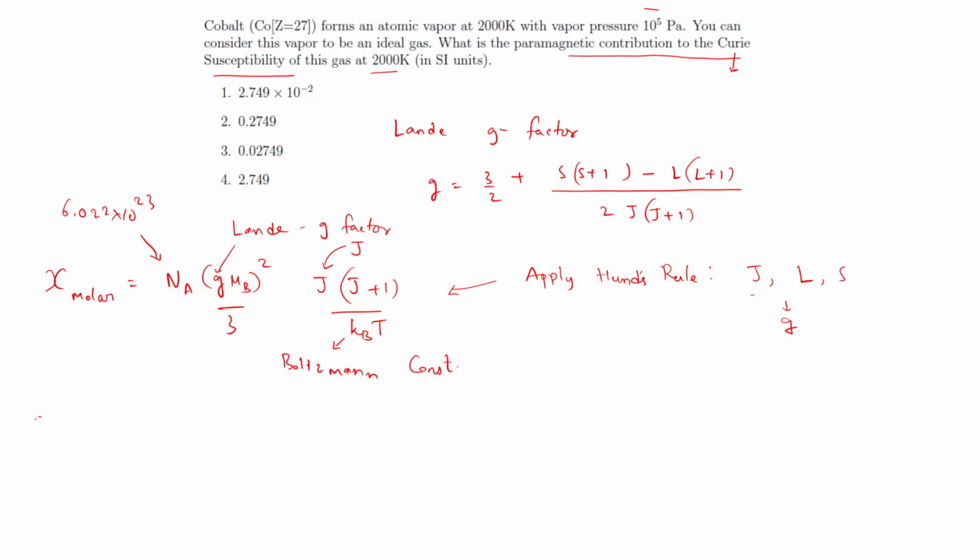So cobalt, Z equal to 27, means it is argon 4s2 and 3d7. Okay, now let us apply Hund's rule. So these are the ml values: minus 2, minus 1, 0, 1, 2, and we have to fill 7 electrons: 1, 2, 3, 4, 5, 6, 7.